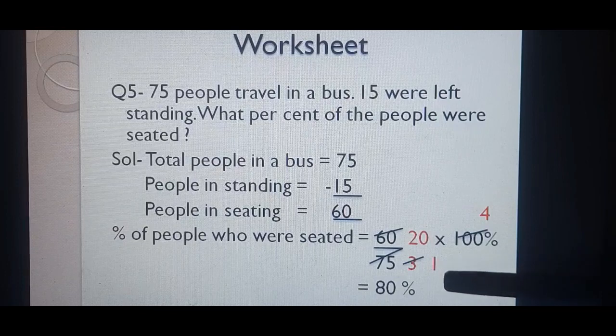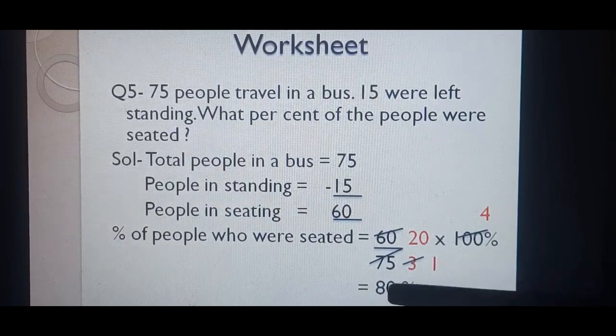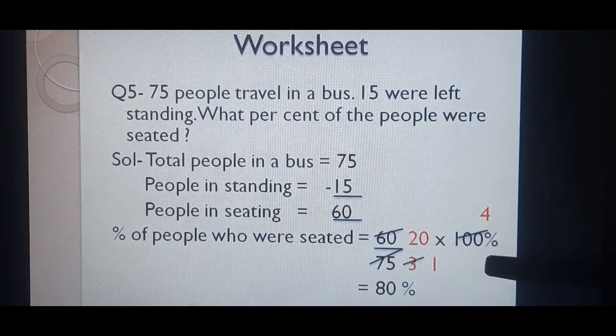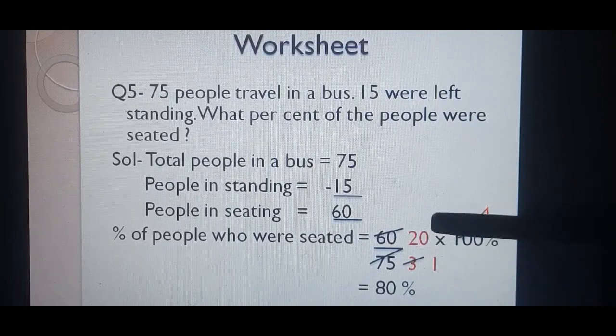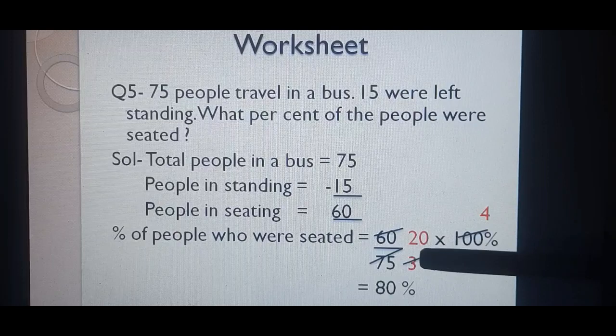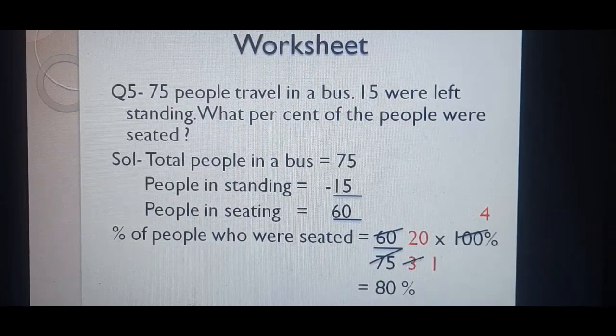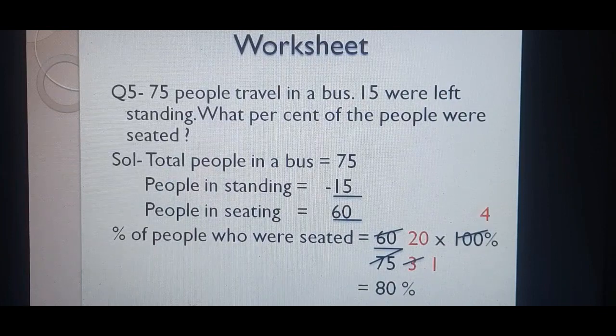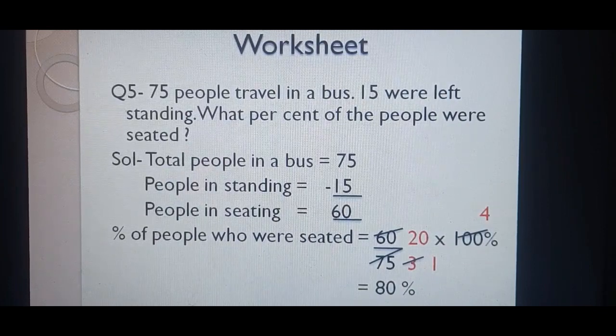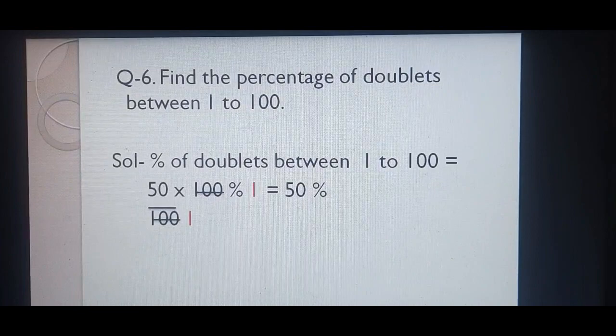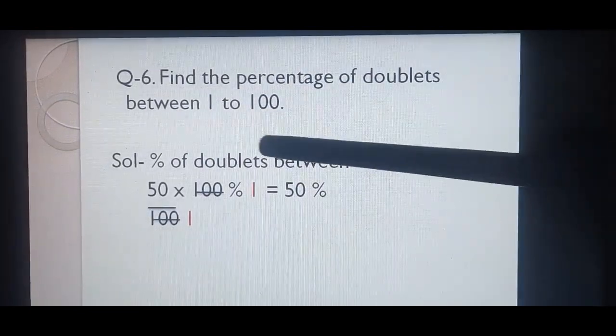Now we will do the cancellation part. 25 3s are 75, 25 4s are 100, 3 1s are 3, 3 2s are 6, 3 0s are 0, 20 4s are 80%. 80% of people were seated and 20% were in standing position. Understood?